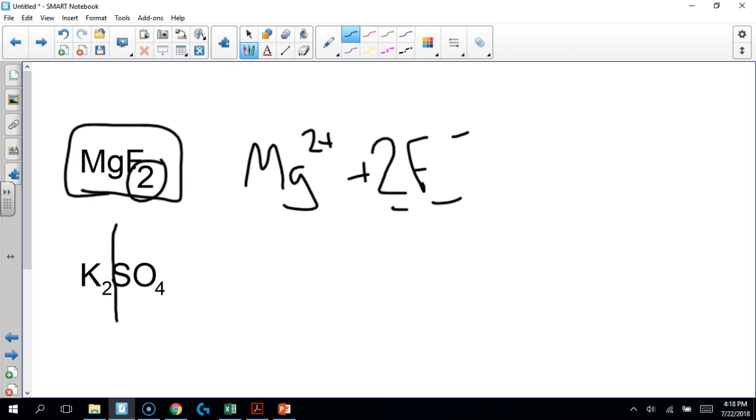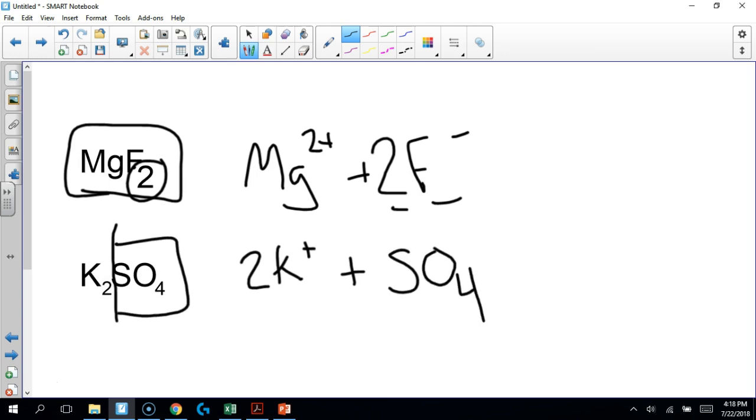How many potassium ions do we have? How many Ks? Right, we have 2. 2K plus, and now this is a polyatomic ion, and that polyatomic ion stays together. That 4 is part of the ion. Okay, so that could be a little tricky. Then that's 2 minus. So we can tell here we have 2K plus SO4 2 minus. We have 2 of those things.